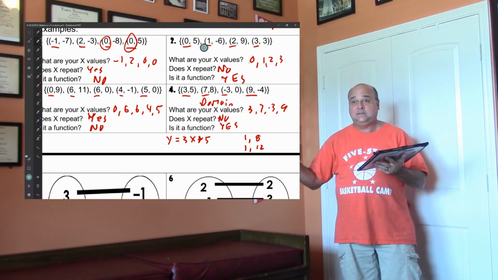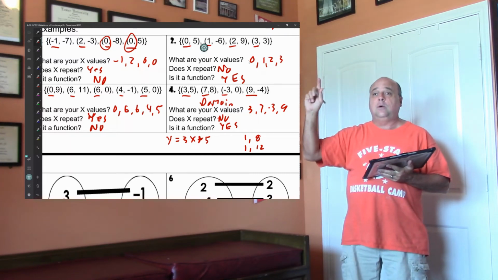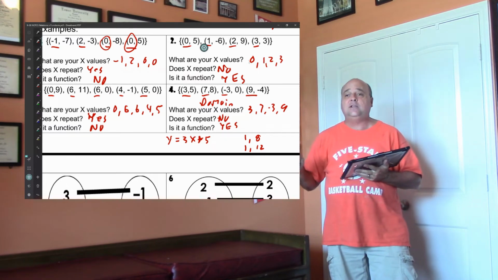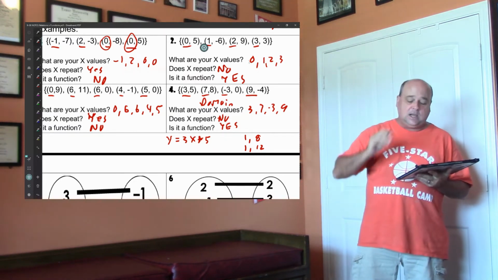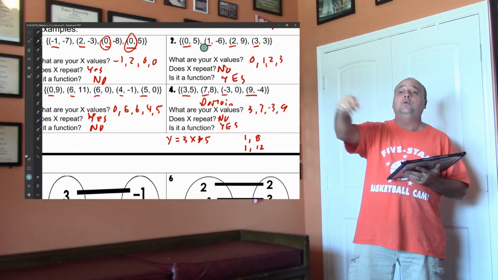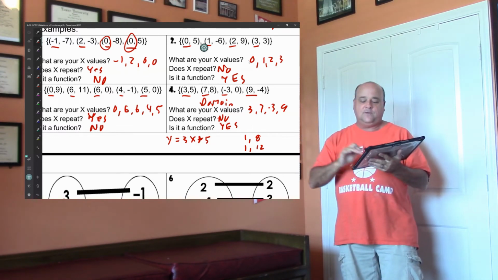Does that make sense? When you put a domain in, you're going to get one answer, right? You can't put the same x in twice and get 2 different answers. If you do, it's not a function. So that's basically what you're talking about here. Every domain you put in is only going to give you one answer. You can't put 1 in and get 2 different answers.